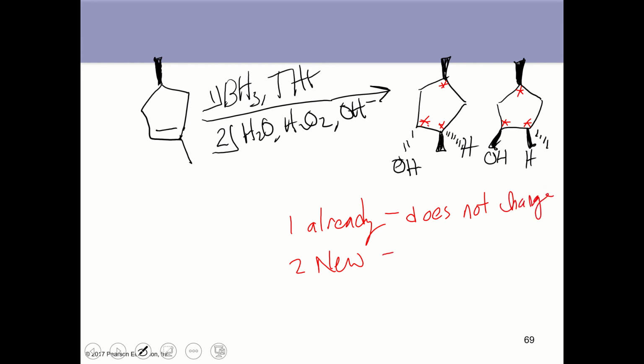The 2 new groups will generate products where this will result in a total of 2 products, and in one with very specific configuration, because the OH and the H have to add syn, and we would have to do the 1, 2, 3, 4 counting of the groups and labeling to figure out whether those asymmetric centers were R or S.